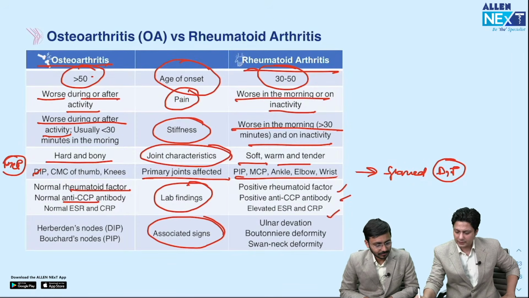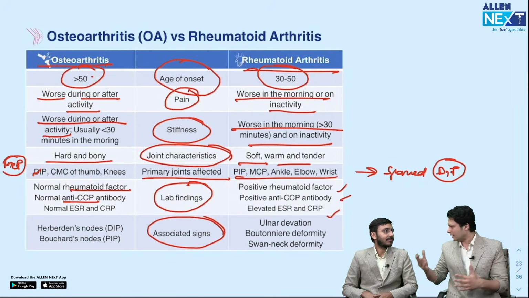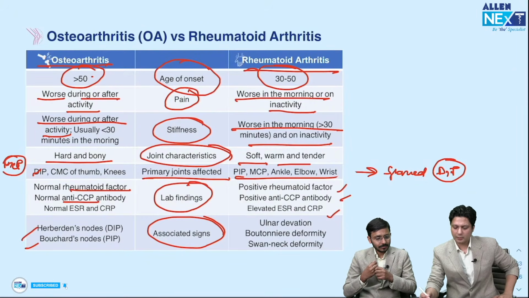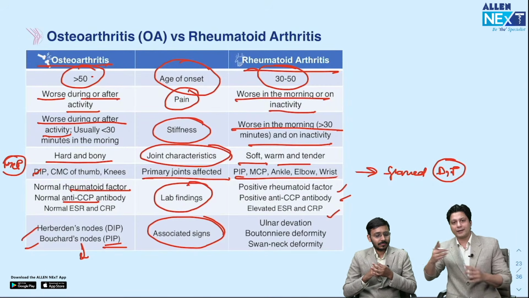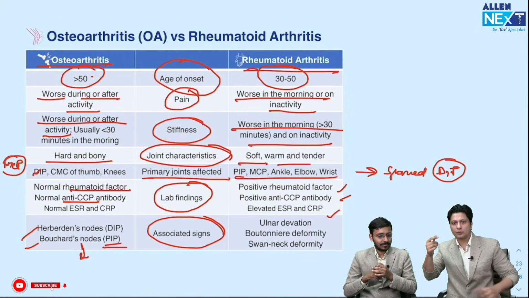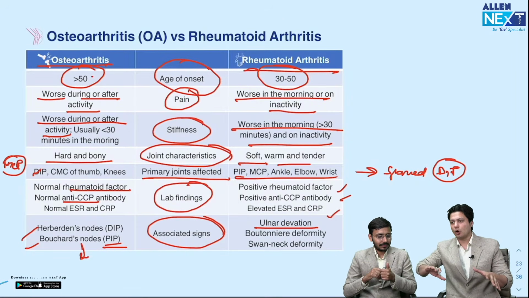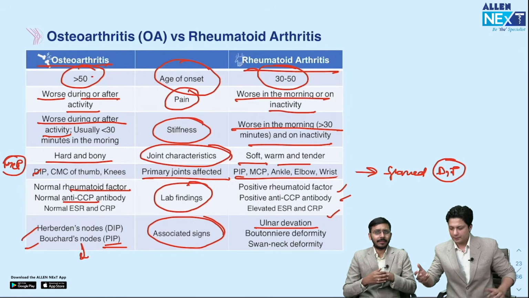As far as associated signs are concerned, these are going to be one-liners. They are not going to be provided in the form of a long question. Like Heberden and Bouchard nodules. Bouchard nodules are the involvement of the proximal interphalangeal joint in the hand, while Heberden nodes are the involvement of the distal interphalangeal joint. And ulnar deviation, you see, not exactly ulnar deviation, it could be ulnar or radial deviation. Depends. Yes, sir. Anything. All right.